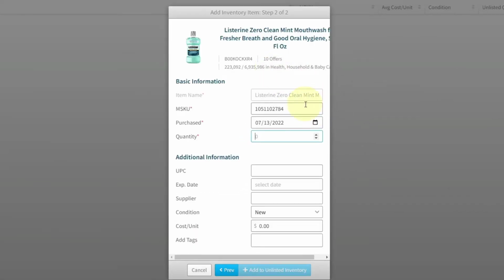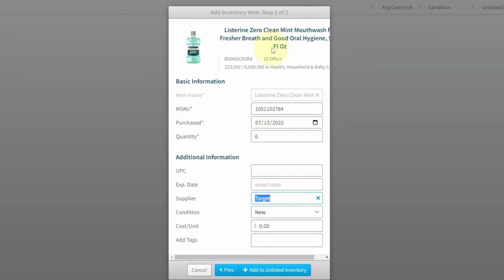Okay, now there it is. Now, how many did we say we were going to buy? We're going to buy 6. Okay. We don't know the expiration date right now, but we can see the purchase date is going to be today, July the 13th, the year 2022. The supplier is Target. Now that's going to auto populate because I already have suppliers in the system.